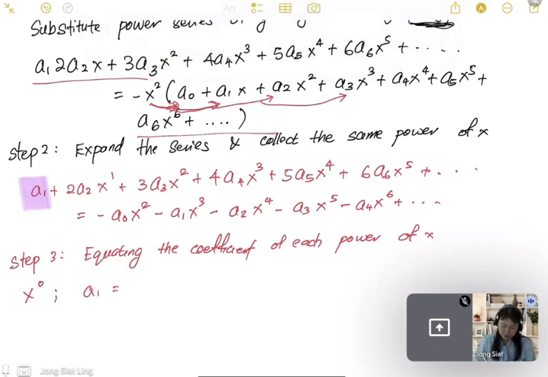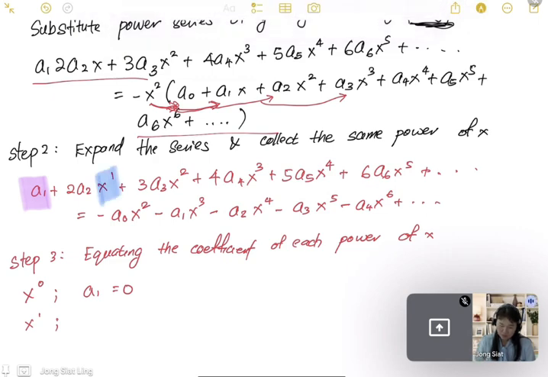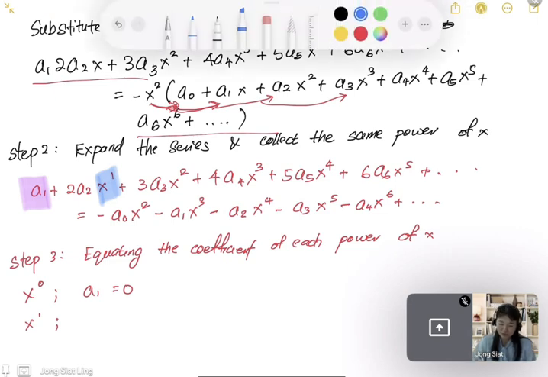So a1 is equal to 0. Then I continue with x power of 1. This one is x power of 1. What about the right hand side? Also don't have.